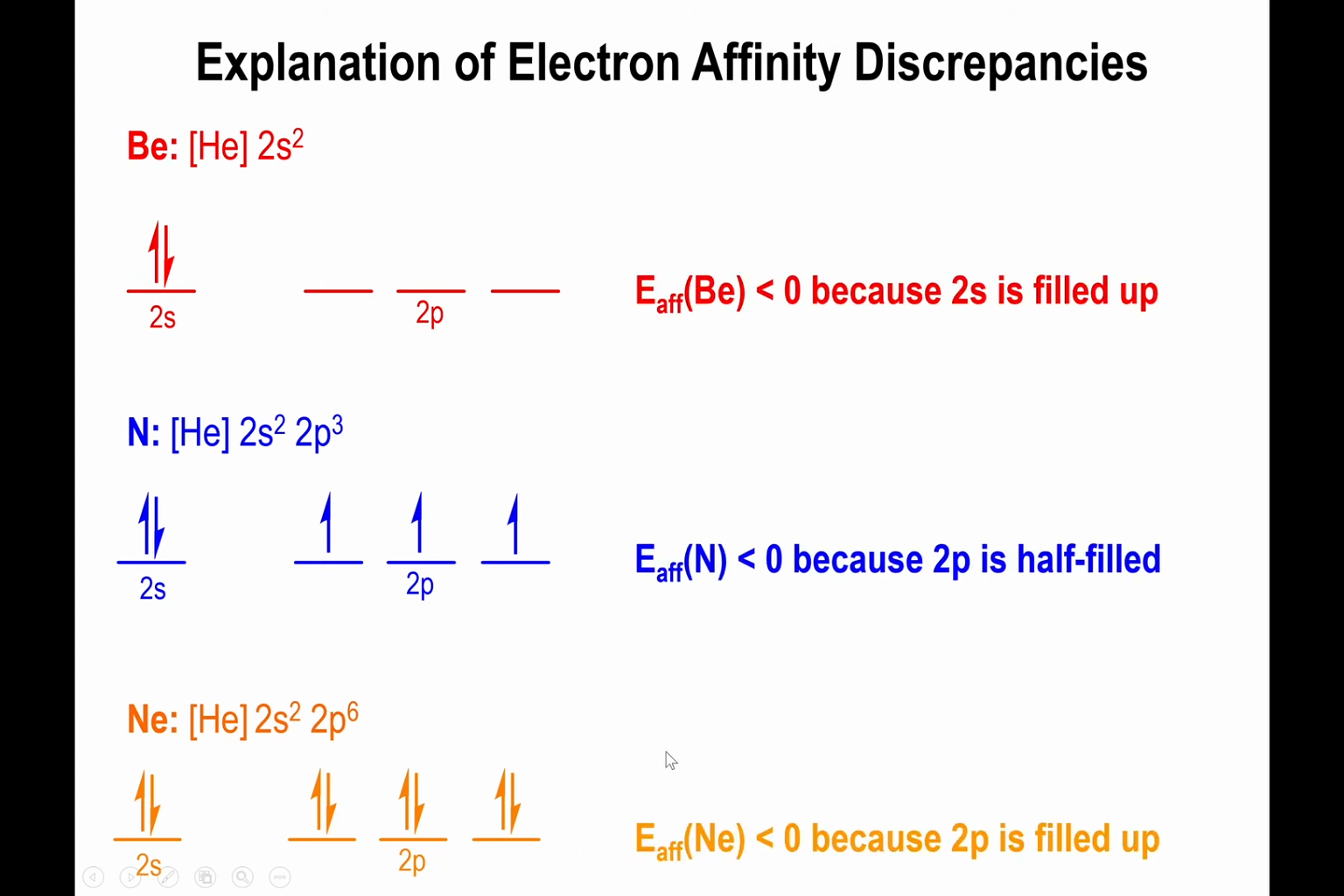So each one of these explanations tells you why you have this discrepancy in electron affinity. The fact that beryllium has a negative electron affinity means that it doesn't want to get the electron because it has to put it in a higher energy level. The same explanation goes for neon. And for nitrogen, the reason you don't want to have that extra electron is because you're pairing it up with the electron that was already present there.